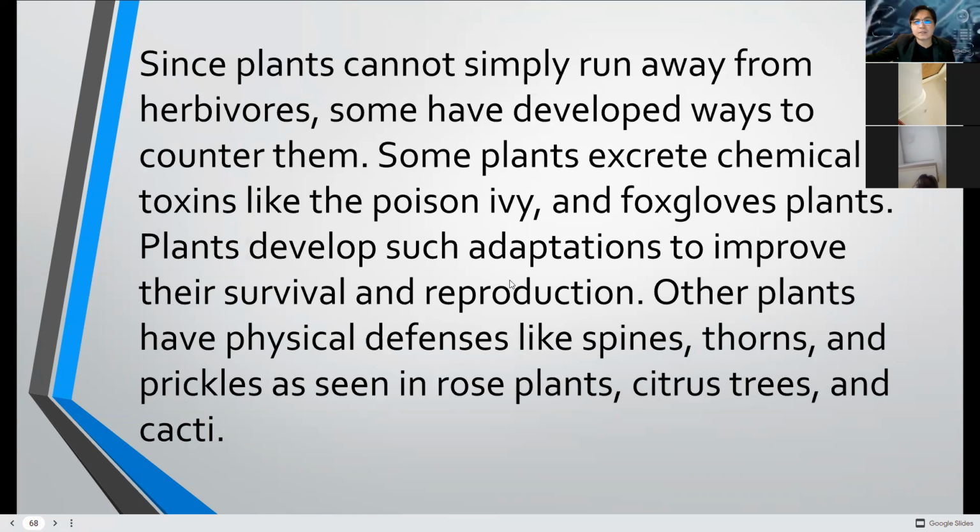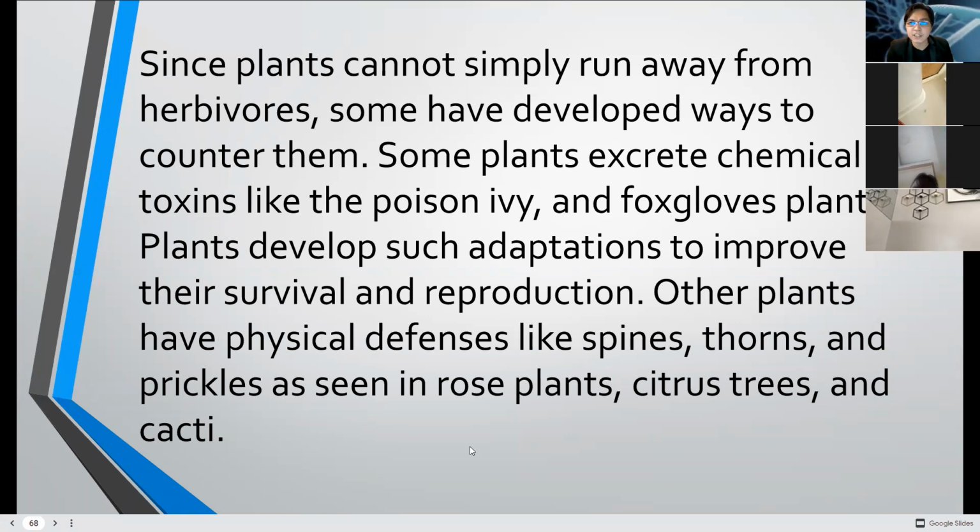Since plants cannot simply run away from the herbivores, it cannot move actually. Actually, it can move, but it has limited movement. The movement is called taxis. Since plants cannot simply run away from herbivores, some have developed ways to counter them.